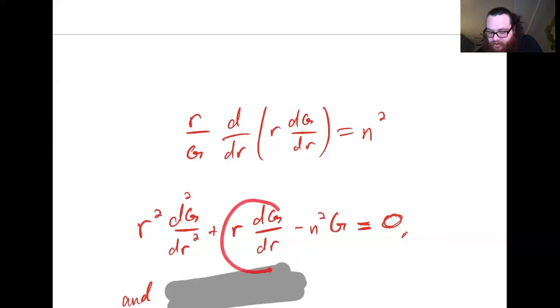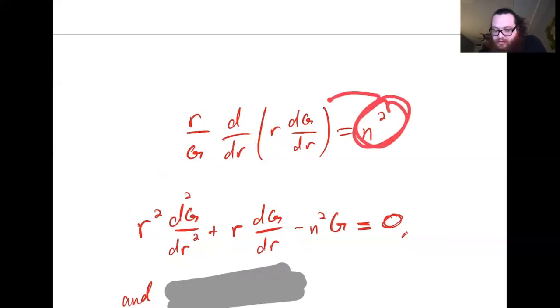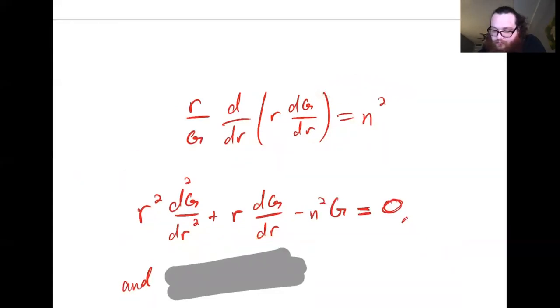Okay, so this is one of the pieces. The other piece we're going to get from r times d/dr applied to dG/dr, all of that times r. And that's going to give us this piece. And then we're going to move this n squared times G over to the other side to end up with this.